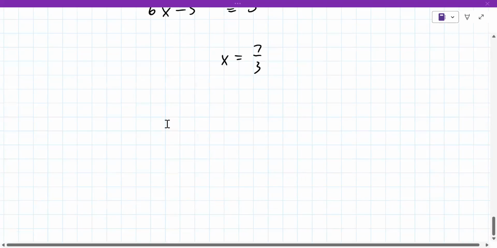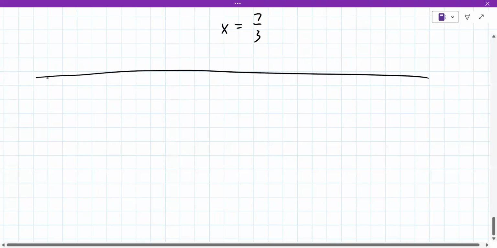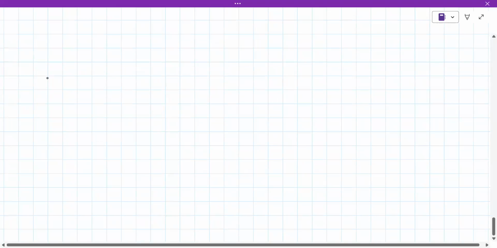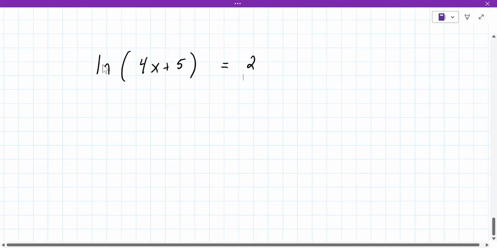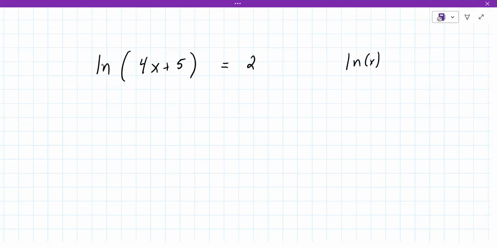Yeah, so a kind of related type of problem here is, let's say we're asked to solve the natural log of 4x plus 5 equal to 2. So this is a lot like the problems we were just doing, except instead of log, it's ln. But really natural log of x means log base e of x. Got it.